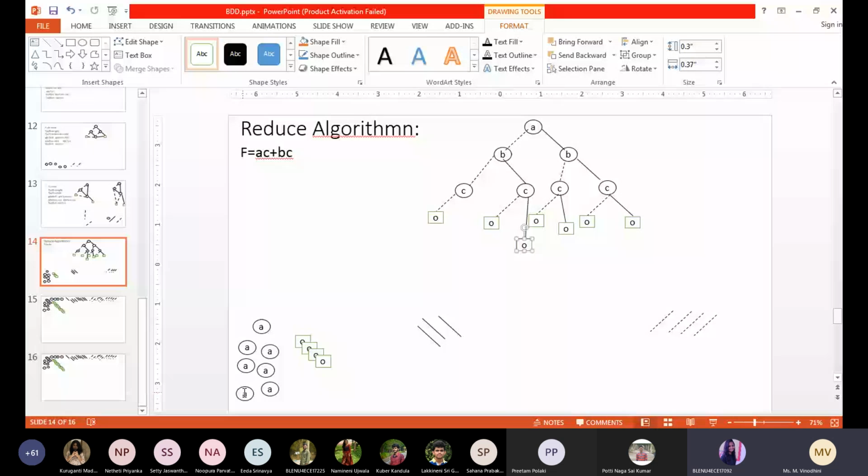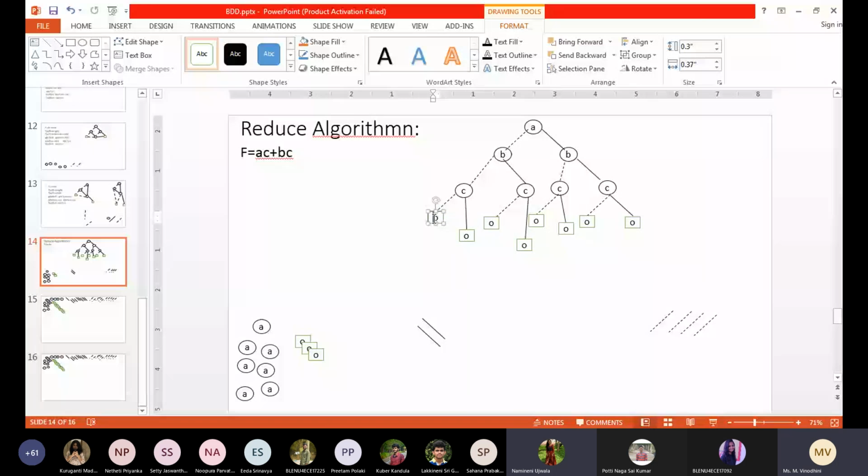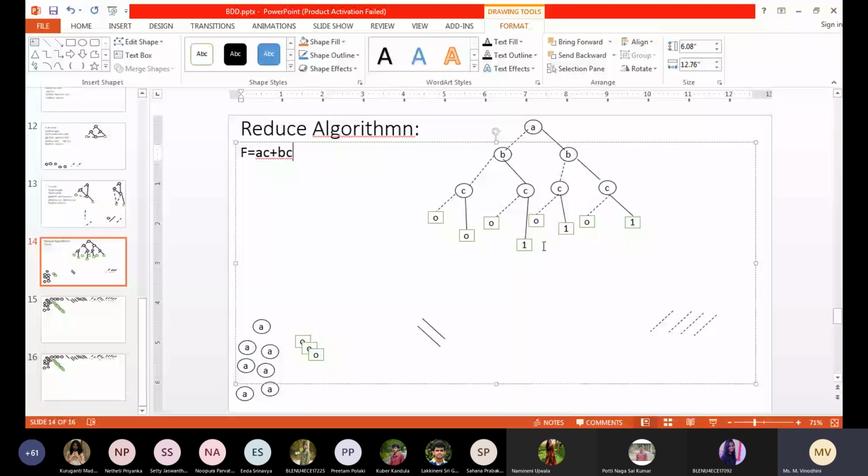Okay, almost done. Now tell me the leaf node values. This one: 0, 0, 0, 0, 0, 1, 0, 0, 0, 1. 0, next 1, 0, 0, 1, 1. 0, 1. Okay, this is the binary decision tree that we are getting for the given Boolean expression.